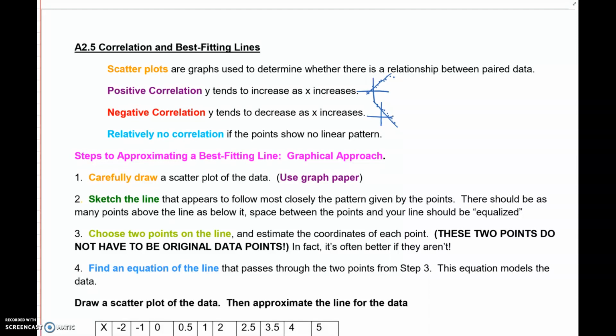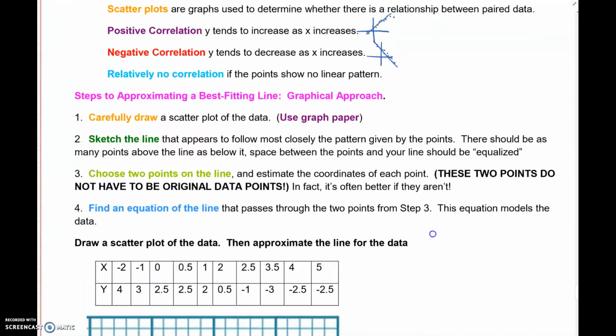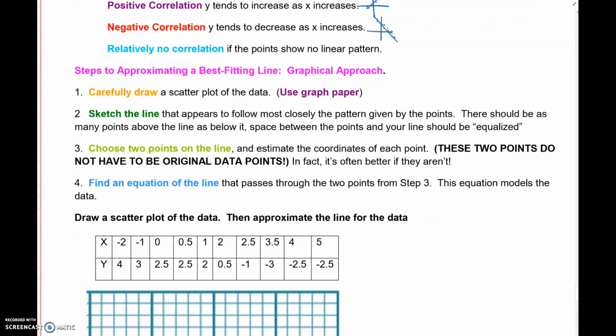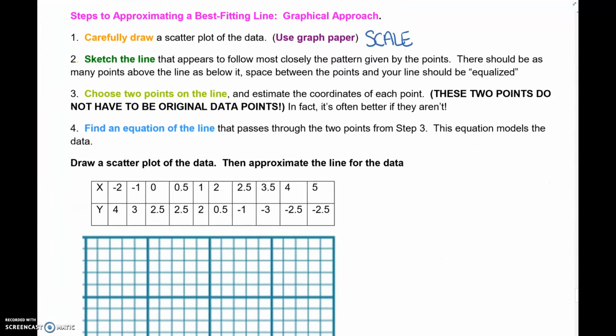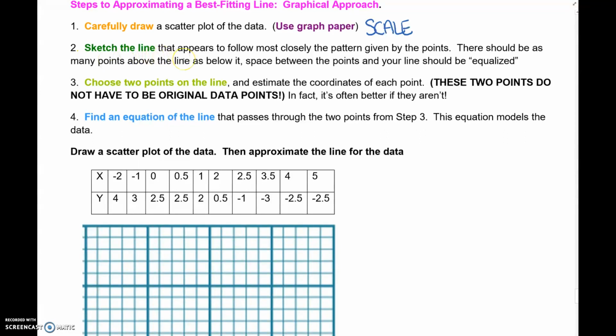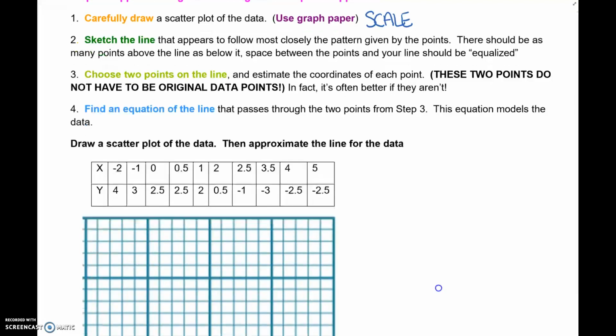Here are the steps that we're going to follow to approximate a best fitting line. We are going to carefully draw a scatter plot of the data. Make sure you use graph paper, and think about the scale of your graph. Try to make sure that your scale fits so that you're not graphing a whole bunch of stuff in a tiny little space. You want it to be spread out so you can really see what you're looking at. Once you have the scatter plot plotted, sketch the line that appears to follow most closely the pattern given by those points. And we'll talk about the rest of these steps once we get there.